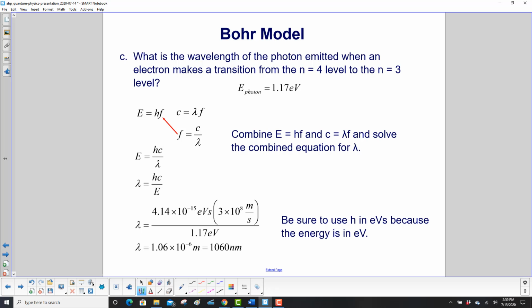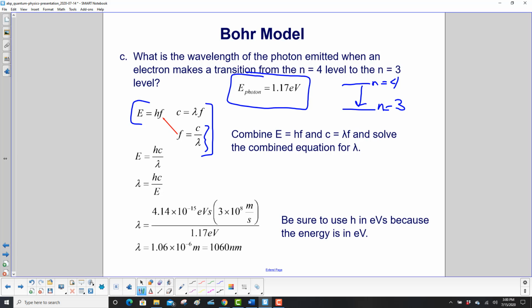What is the wavelength of the photon emitted when an electron makes a transition from the n equals 4 level down to the n equals 3 level? So what's happening there is the electron is losing energy and energy is conserved, and a photon will be emitted with the same energy that the electron is losing or transferring to the photon. So here's our energy of the photon, and we have E is equal to hf. f is equal to c over lambda, and h, of course, is Planck's constant, so the energy of the photon is hc over lambda. Lambda is hc over E.